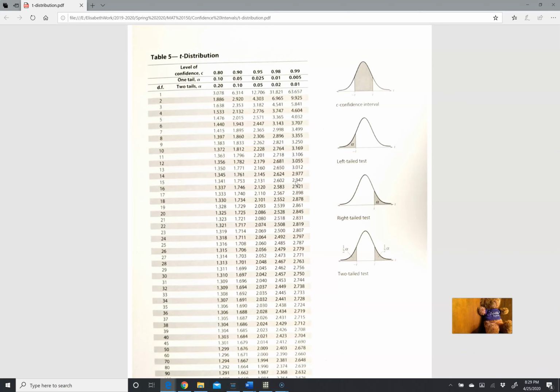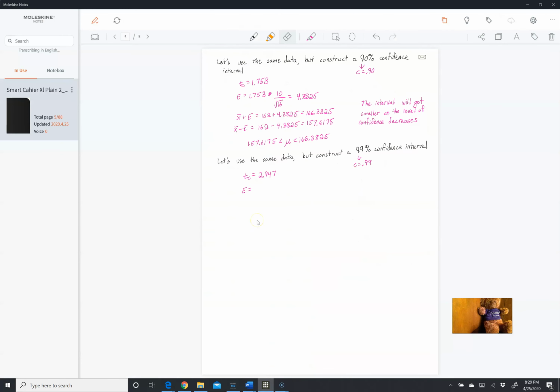Now it's just a plug and chug. I did that right. Sorry, I was just double checking it. So our E is 2.947 times 10 over the square root of 16. Which gives us 7.3675. So now we construct our interval.